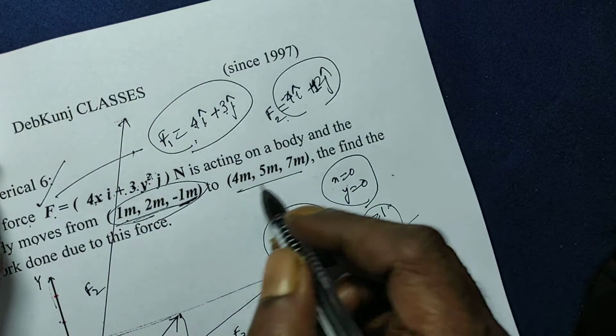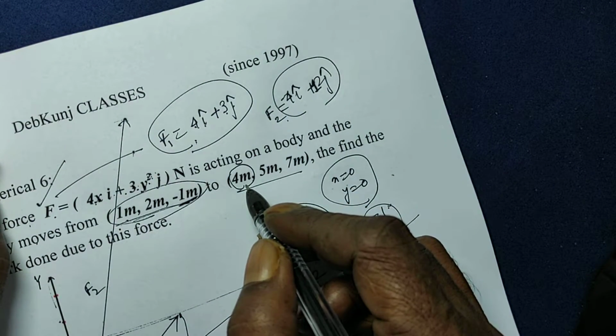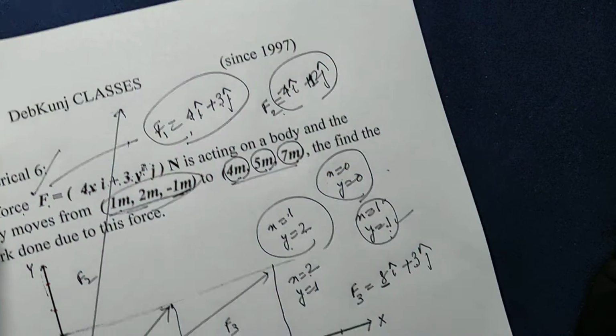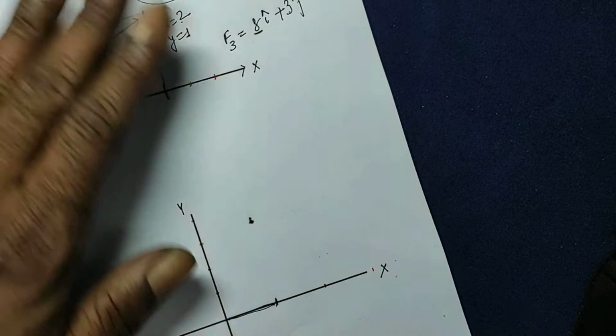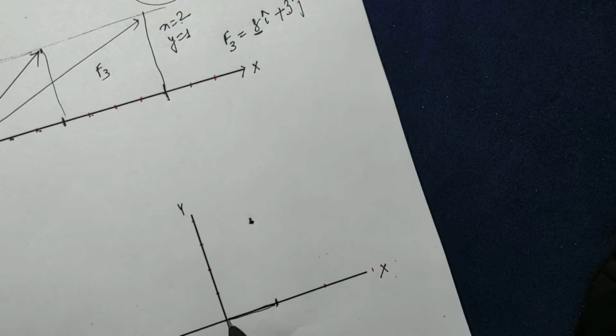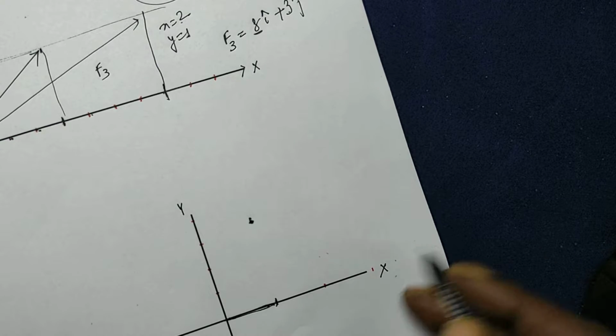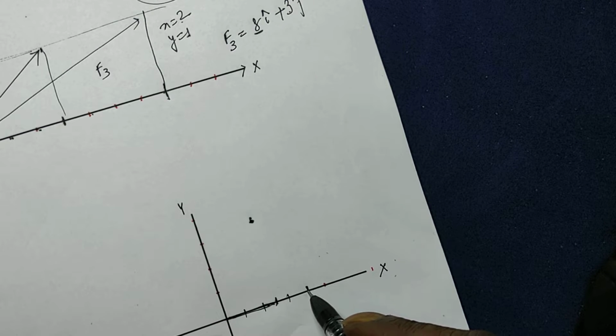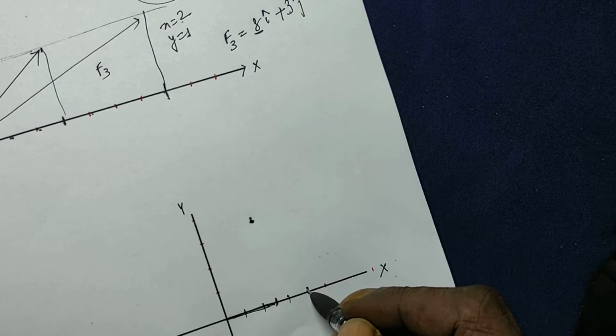Similarly, this one: 4 units, 4 meters along the x-axis, 5 meters along the y-axis, 7 meters along the z-axis. So that position will not lie on the plane of the paper. 4 units to this side. Let us now change the units because I have less space here. Let's say 1, 2, 3, 4. Then 5 units to this side.